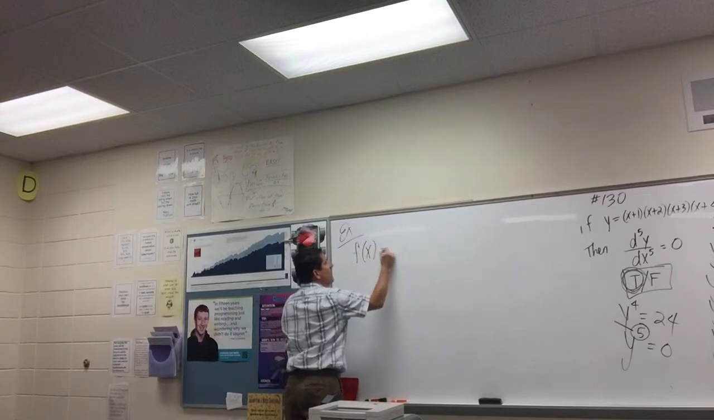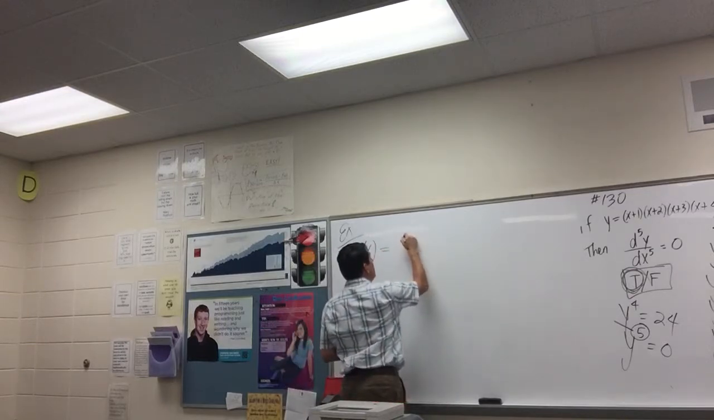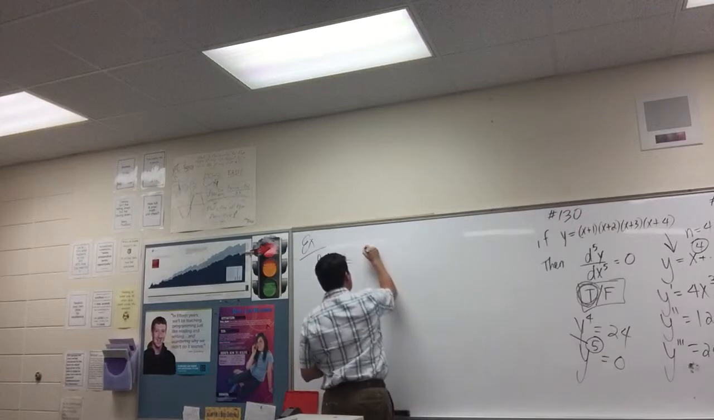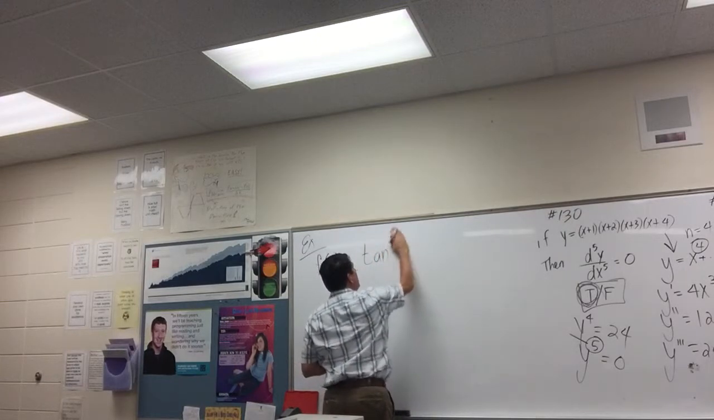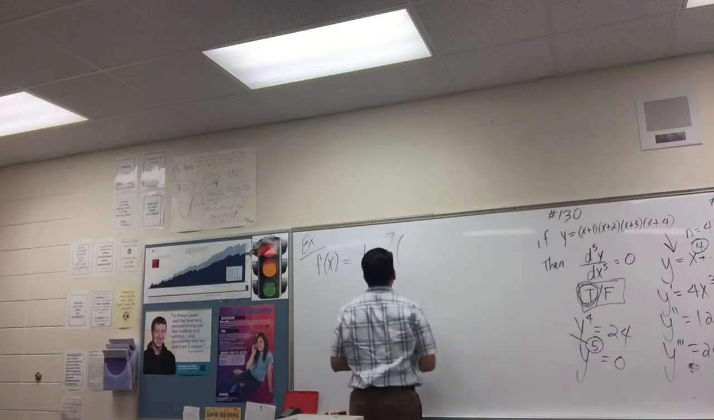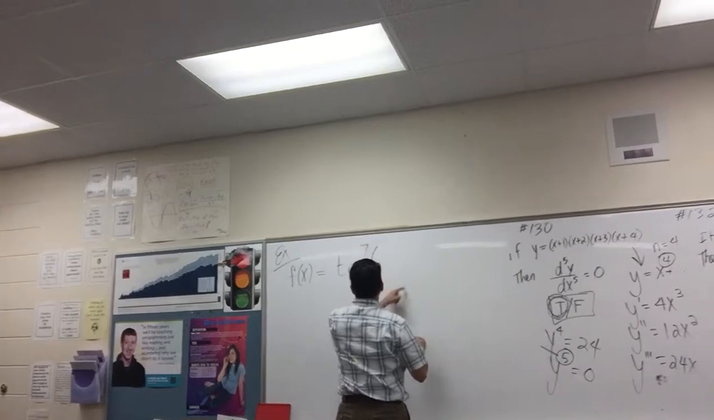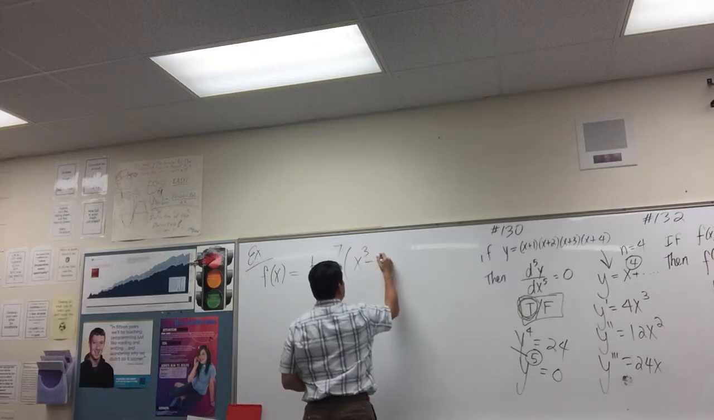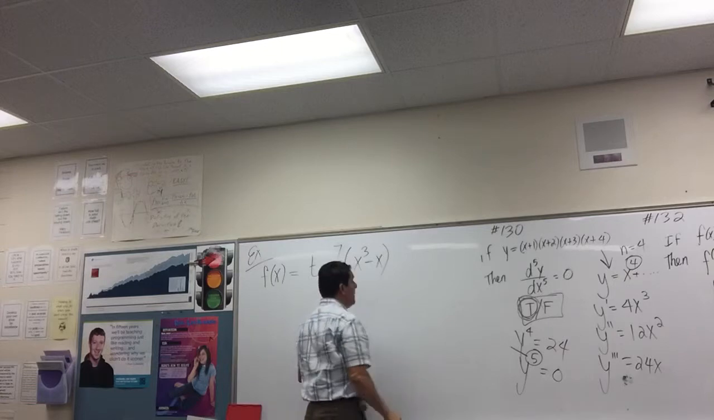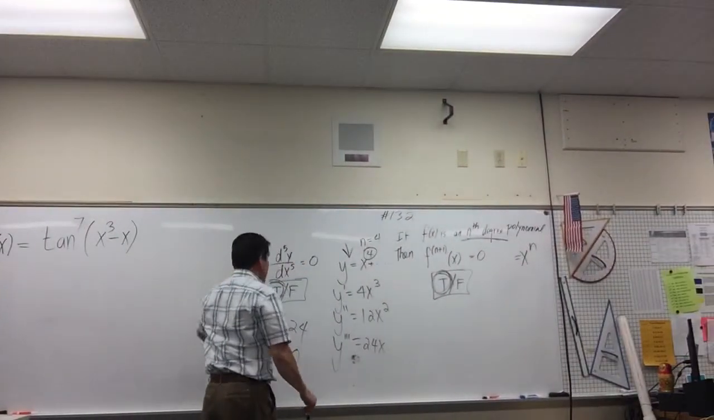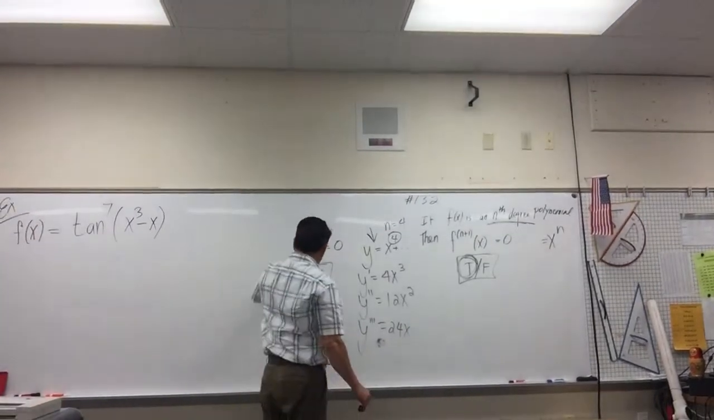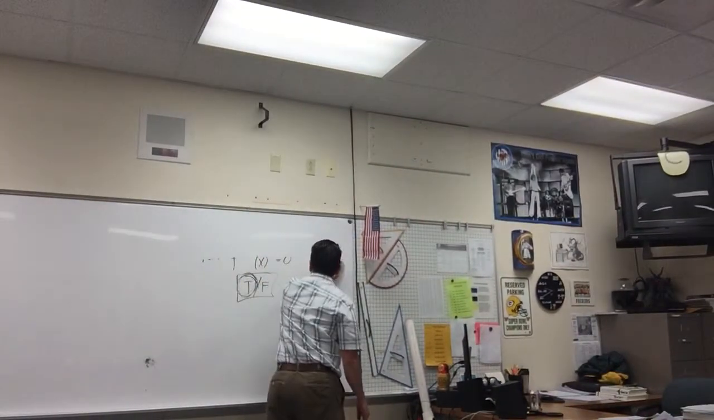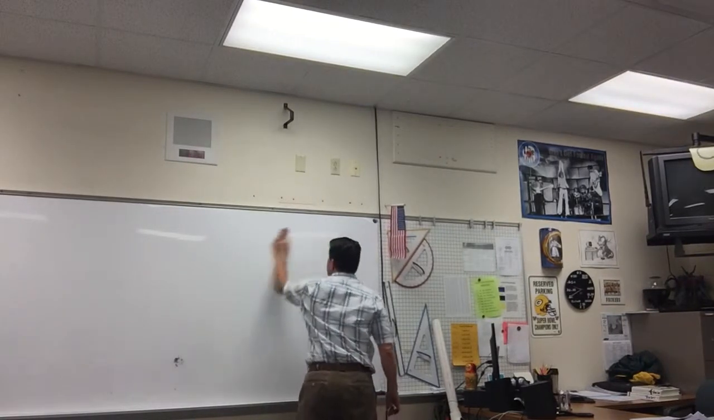F of x is equal to, let's do a really fun one. Let's do the tangent, no, to the 7th of, this will be good enough, x cubed minus x. Okay? Now remember, our goal is to be able to find the derivative of any function that you can imagine. So let's do this one together, and then I'll throw you one that you have to do on your own.